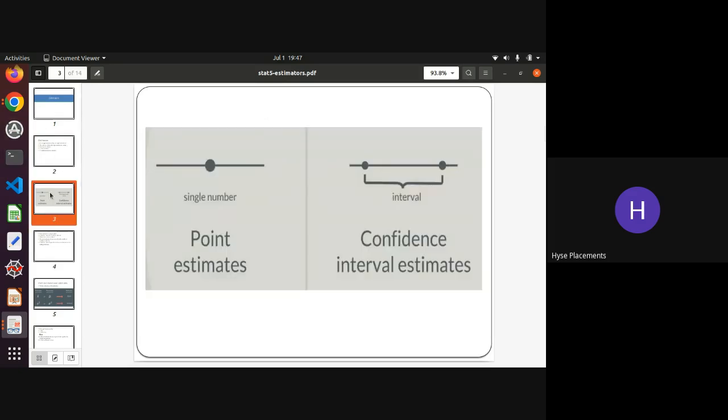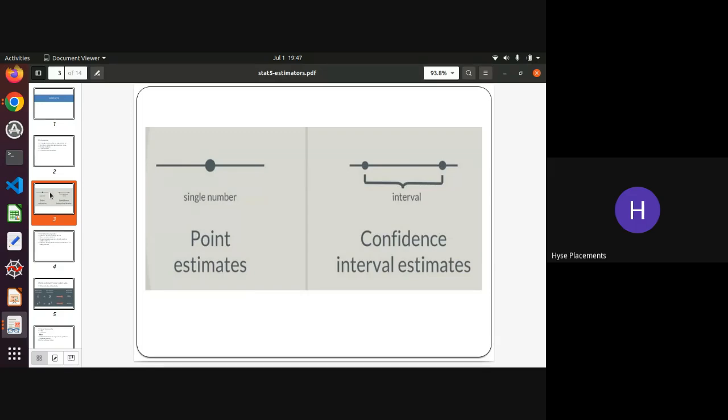Okay. See, point estimates are like a single number. How we got it, like how we have approximated the true mean. Like if the true mean is 570 something, we got the value as 475. So that's a single number. A single number is called a point estimate.